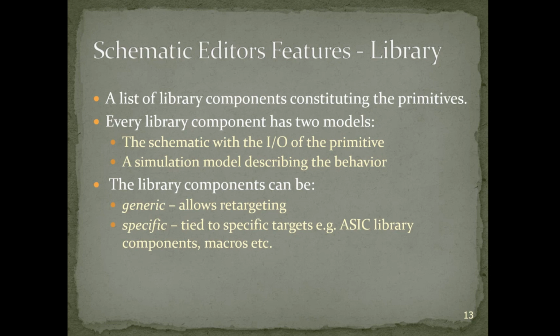Some of these library components can be generic, which would allow very easy retargeting, but some of them tend to be specific, so they are tied to a specific part number. So, for example, a Spartan 3 FPGA or a simpler CPLD. Each chip might have different pinouts, different complexity. All those libraries exist in there.